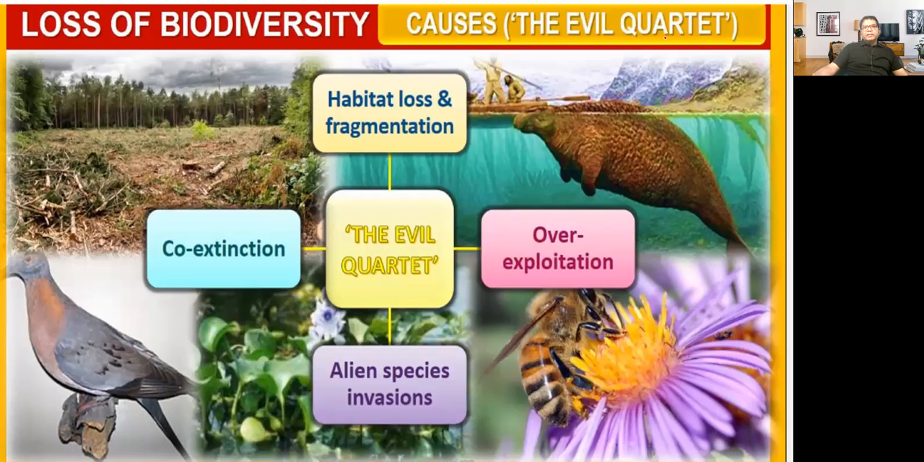So now we'll be discussing the loss of biodiversity, its causes, the evil quartet. There are four evil quartet members. First is habitat loss and fragmentation. Second is over-exploitation. Third, alien species invasion. And fourth is co-extinction. Now we'll be discussing each one by one.